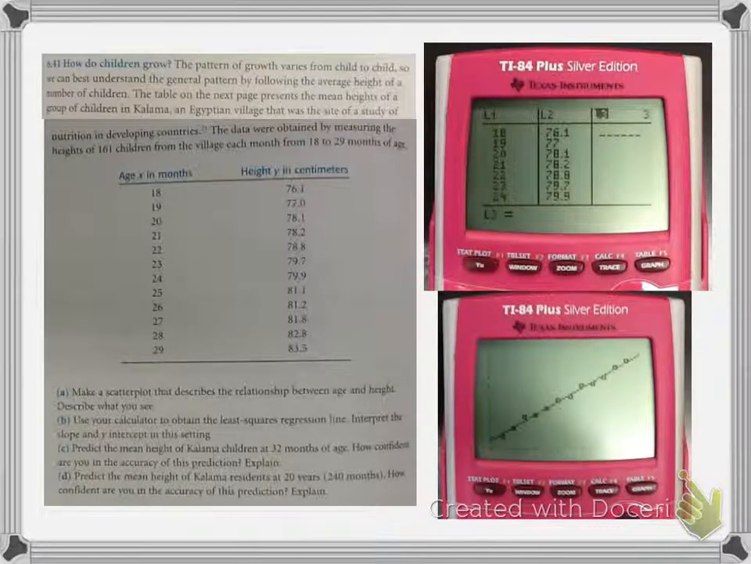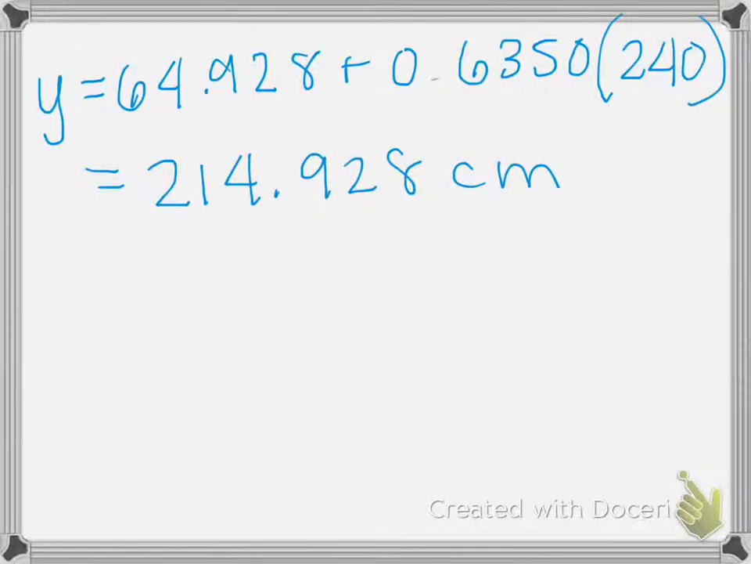Now for D, it says, predict the mean height of Kalama residents at 20 years, or 240 months. How confident are you in the accuracy of this prediction? Explain. So to do this problem, you are going to do the same steps you did in C, but instead of 32 months, you are going to plug in 240 months into the equation.